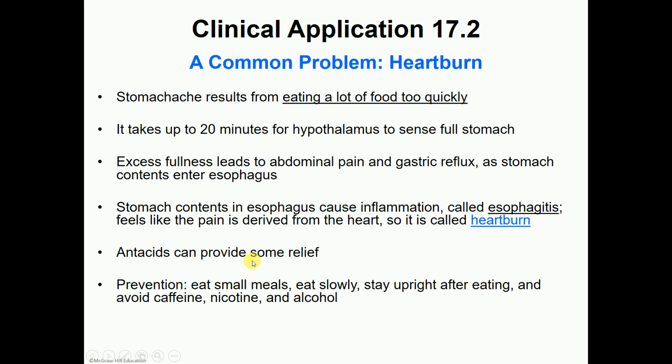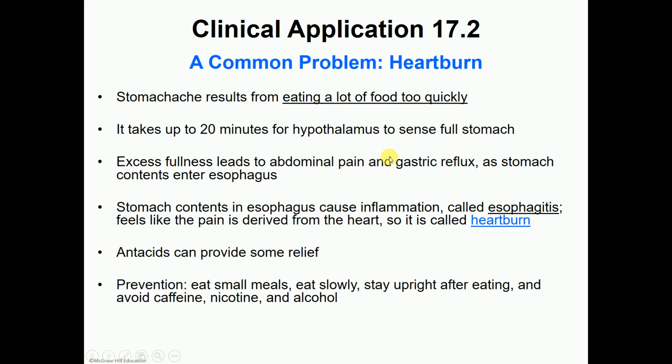Antacids can provide some relief for it, but again, for prevention, you want to prevent the rapid distension of the stomach. So you want to eat smaller meals, to chew and eat slower, to stay upright after eating. Napping after eating is not a good idea. Avoid caffeine, nicotine, and alcohol. All of these increase the risk of having heartburn.